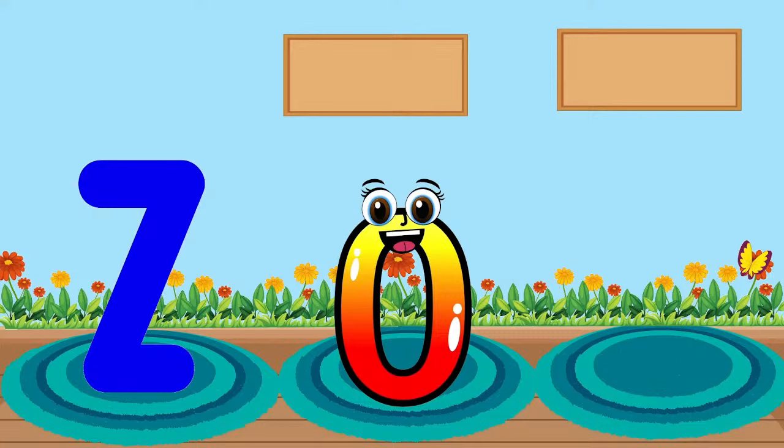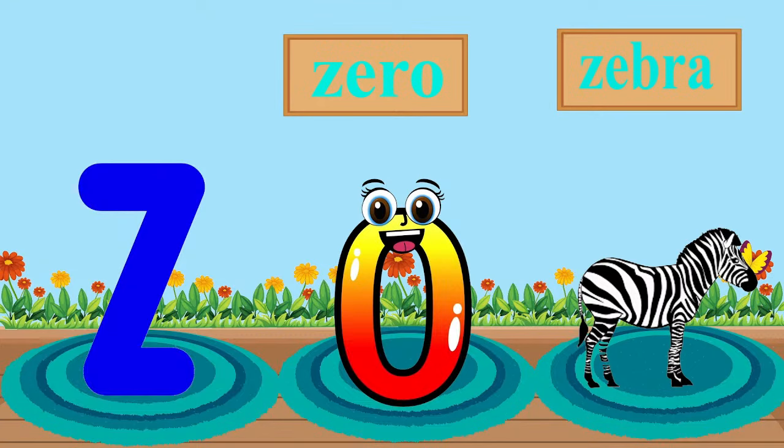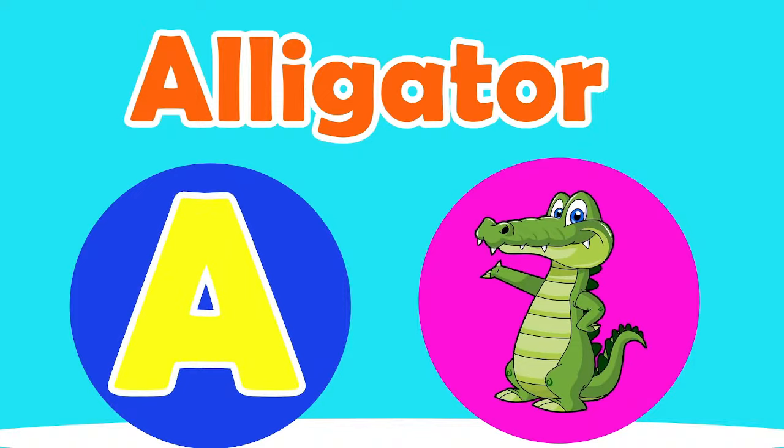Zero. Z is for zebra. Zebra. Z is for zero. Z is for zebra. A is for alligator. Alligator. A. Alligator. B is for bear.